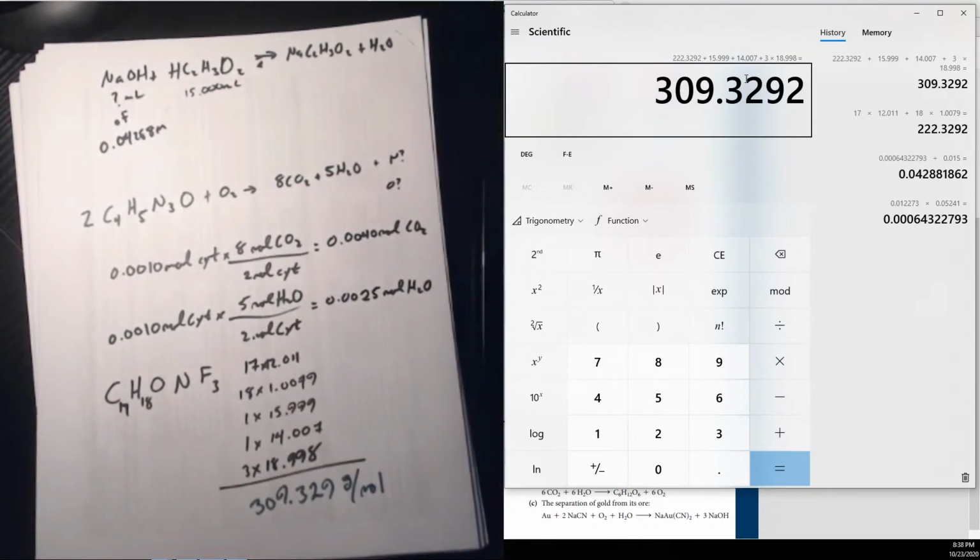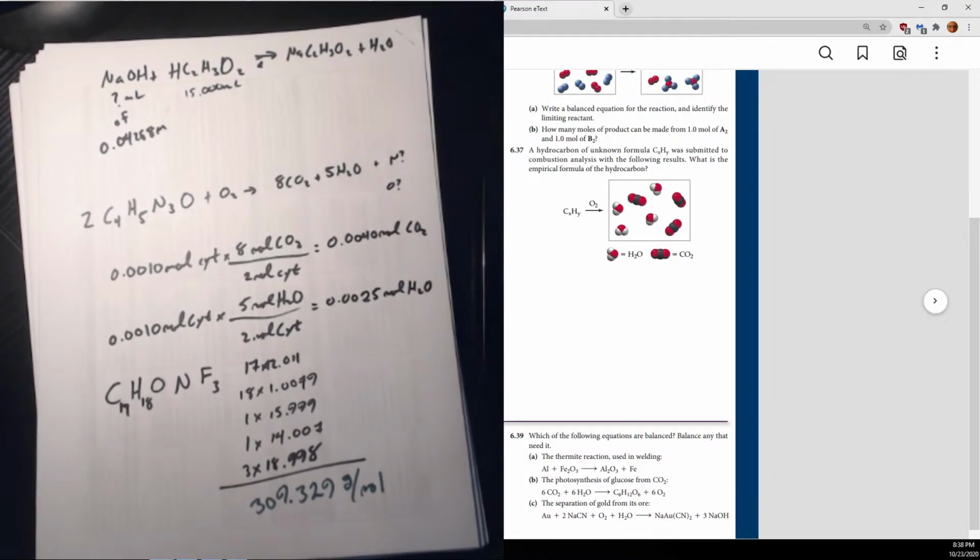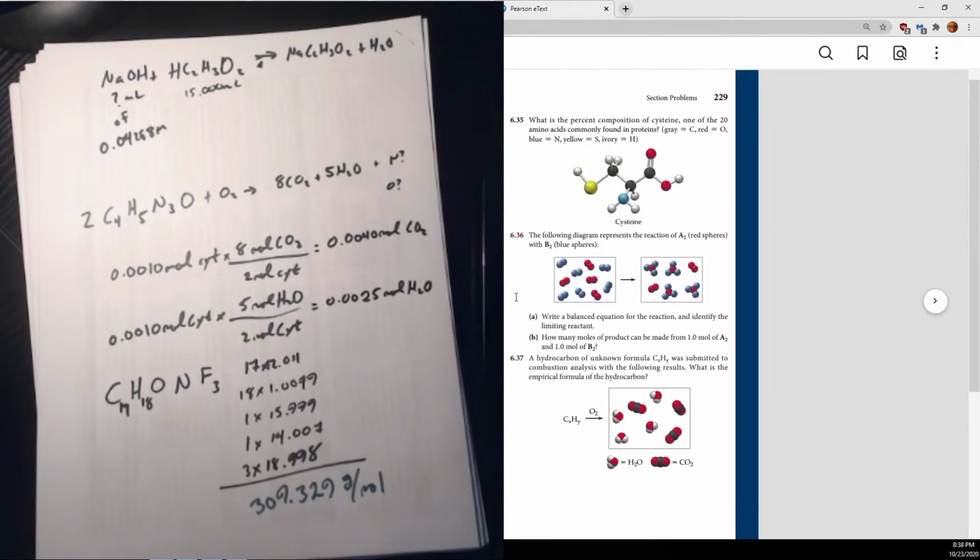Nice to see they're keeping it fun by making the first couple of problems just counting. All right, 34. So 36. The following diagram represents the reaction of A2, red spheres, with B2, blue spheres. Write a balanced equation for the reaction and identify the limiting reactant.